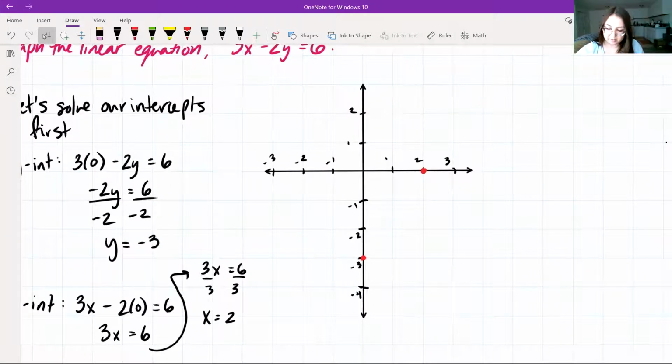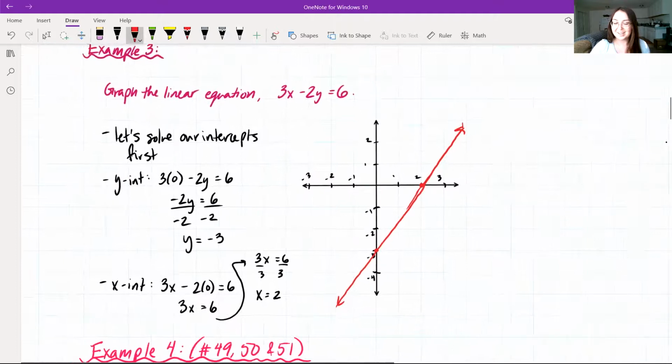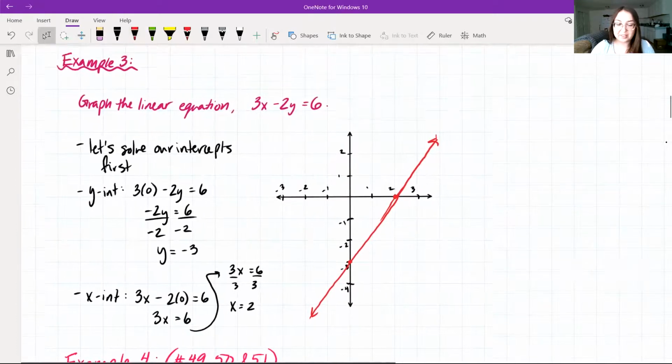So we can just go something like this and pretend that it went through. It was very close. Our graph is going to look something like this, but straight. And that would be our linear equation of 3x minus 2y is equal to 6.